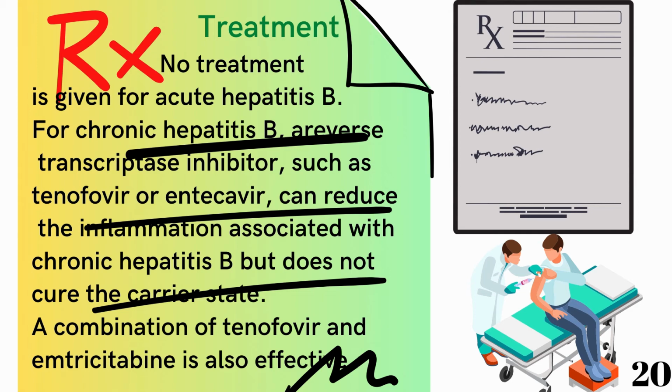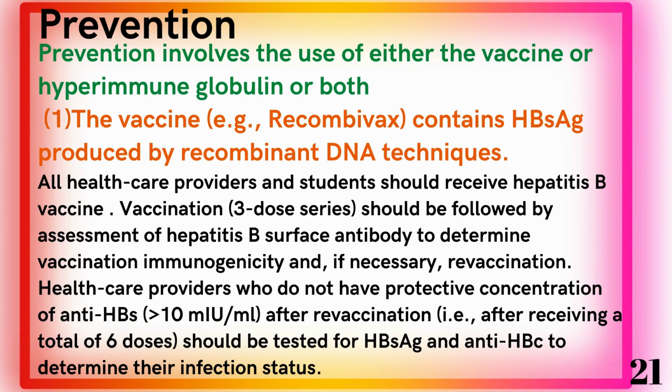For chronic hepatitis B, a reverse transcriptase inhibitor such as tenofovir or entecavir can be given. It can reduce the inflammation associated with chronic hepatitis B but does not cure the carrier state. A combination of tenofovir and methotrexate is also effective, and you can give either one or a combination. The prevention involves the use of either the vaccine, hyperimmunoglobulin, or both.